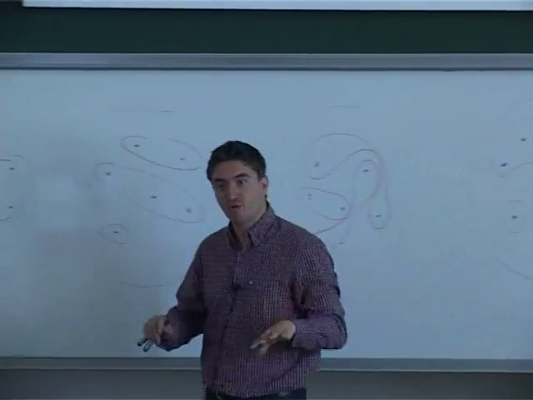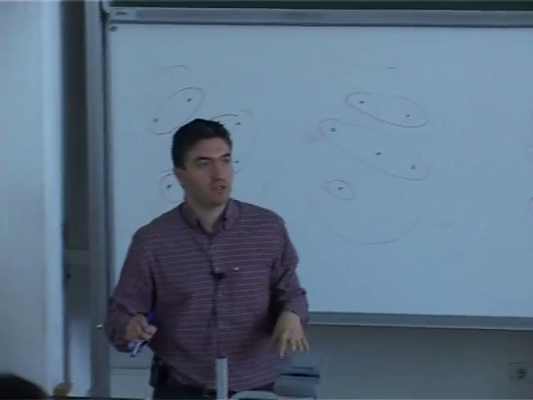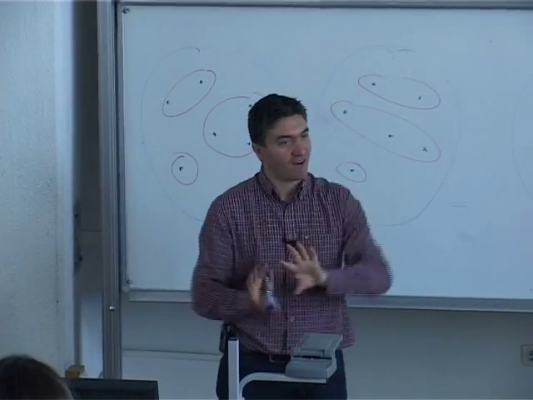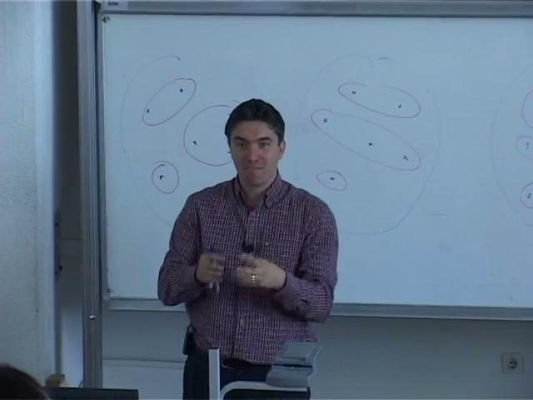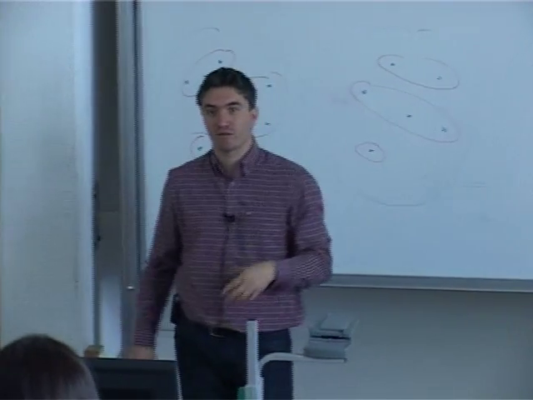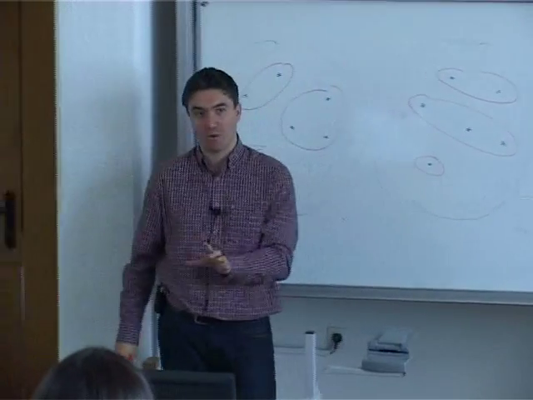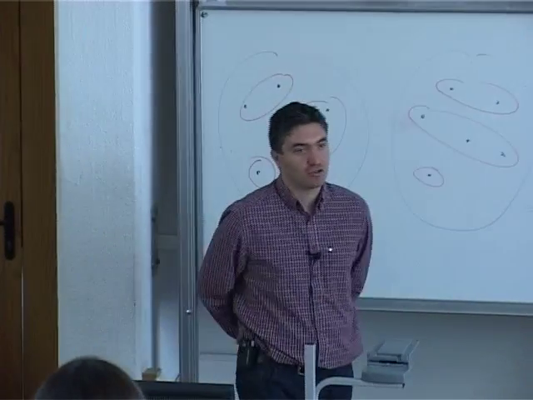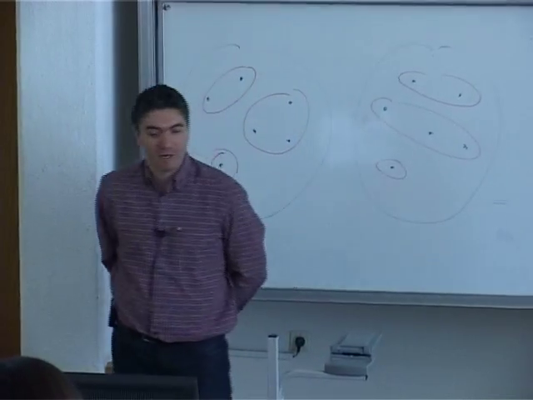So the best grouping should group the items so that the groups are far away from each other and the members within the groups are as close together as possible. So intra-cluster distances should be small, inter-cluster distances should be large. That's one way to evaluate clustering.